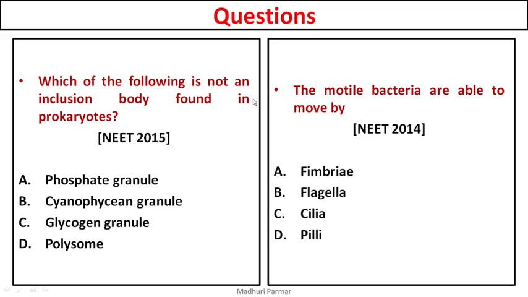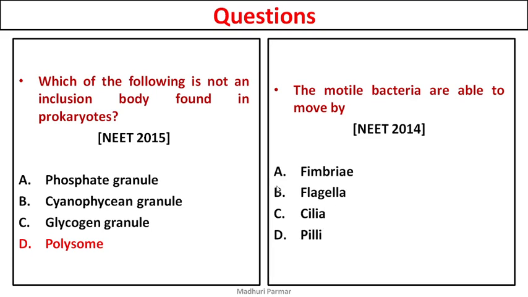Which of the following is not an inclusion body found in prokaryote? Phosphate granule, it is an inclusion body. Cyanophycean granule, it is also an inclusion body. It is basically a dye. Then glycogen granule, also found. Polysome, no. Polysome is actually multiple ribosomes attached to one mRNA, but polysome is not an inclusion body, so the answer is D.